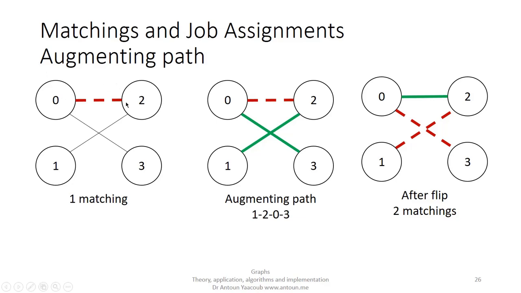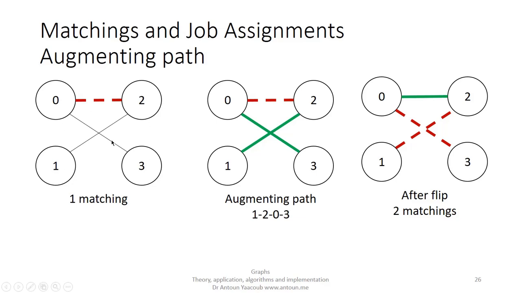Then I need to find an augmenting path. In order to find an augmenting path, I need to start from a non-saturated, non-matched vertex. I can start from either 1 or 3, because 0 and 2 are already matched. So I need to find an augmenting path that starts either from 1 or from 3.